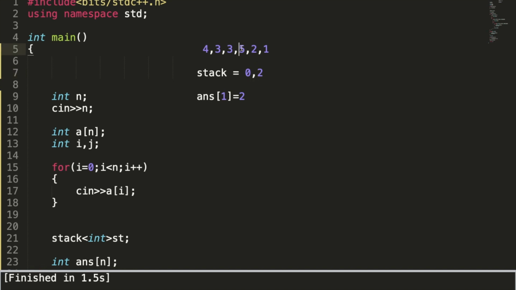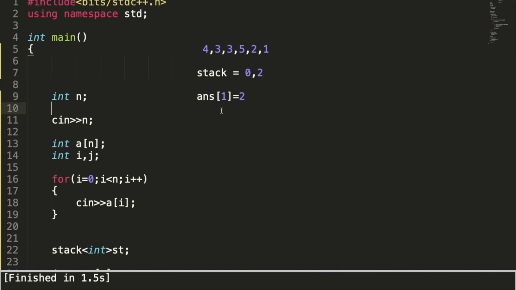Now fine. Now I have the third index element. Is the third index element greater than 3? Yes. So it is going to pop this, and answer of 2 will become 3. Why? Because 3 is the index of 5. So answer of 2, because 2 was popping, is going to become 3.